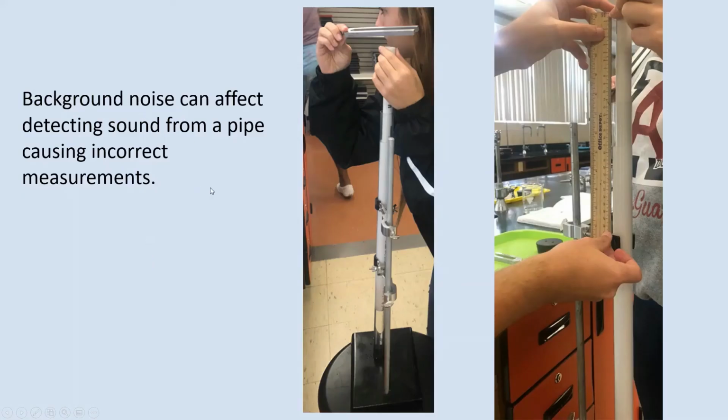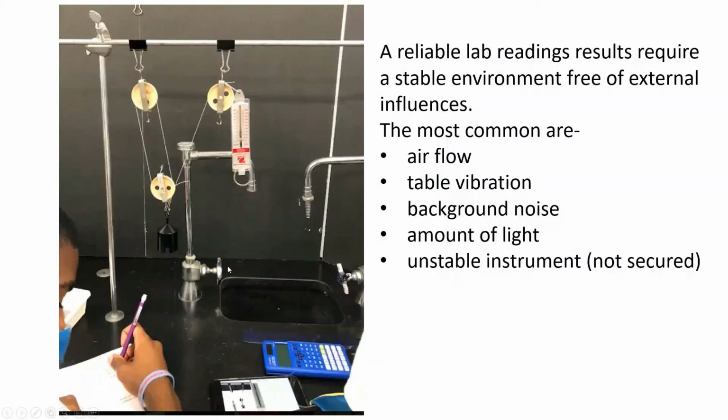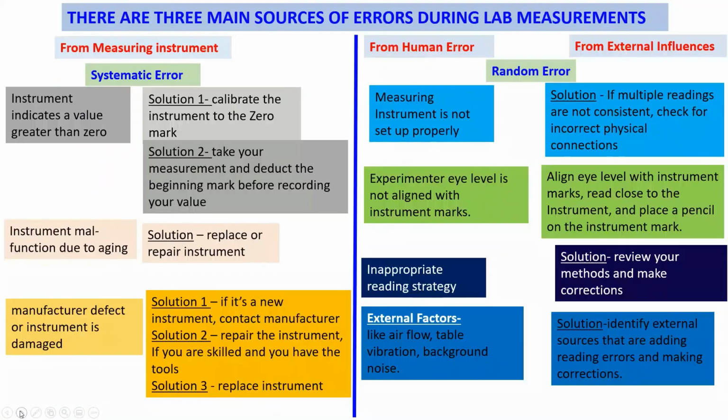Background noise can affect detecting sound from a pipe, causing incorrect measurements. Reliable lab readings require a stable environment free of external influences. The most common are airflow, table vibration, background noise, amount of light, and unstable instruments. So for external factors, the solution is to identify external sources that are adding reading errors and make corrections.